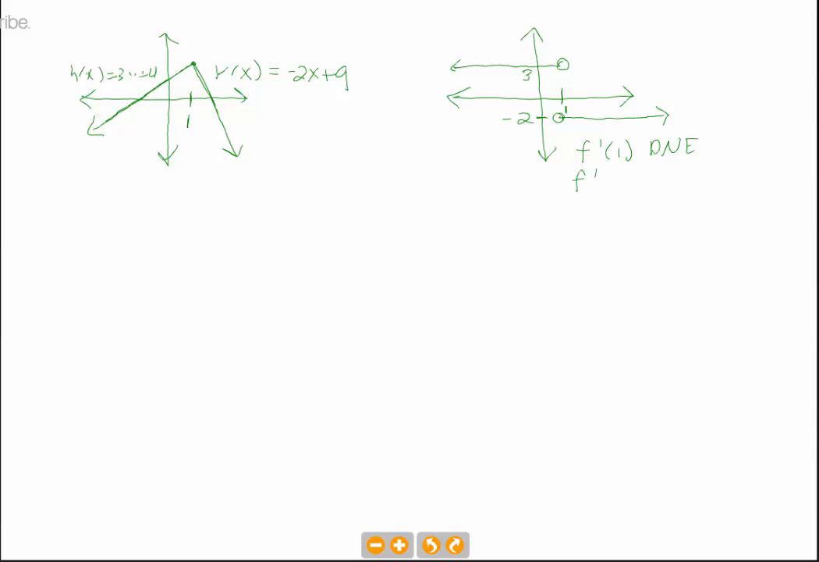However, if I wanted to say what f prime of 4 was, I go to 4, and I'm going to go down to negative 2. So f prime of 4 is negative 2. What about if I want to know f prime of negative 5? Negative 5, I'm going to go over here on my graph, negative 5, and I'm going to go up to 3.